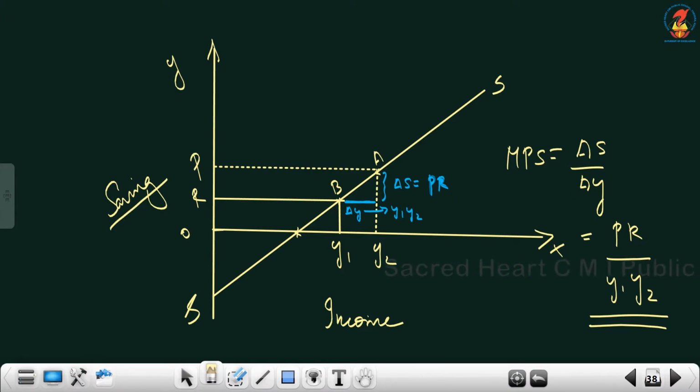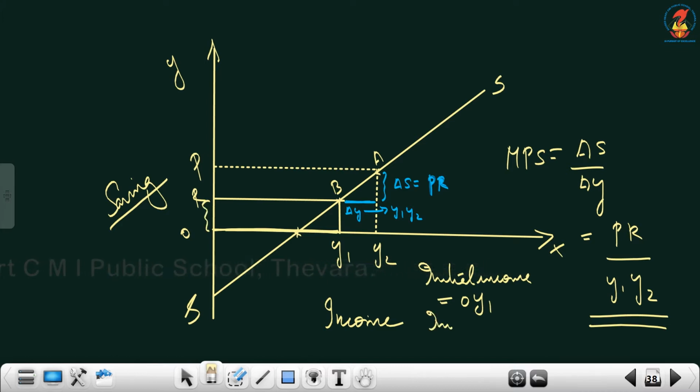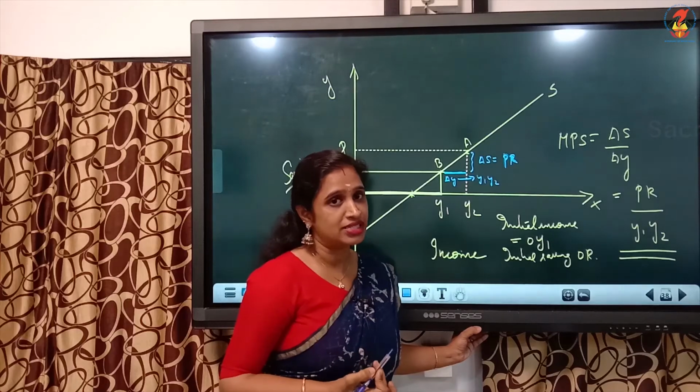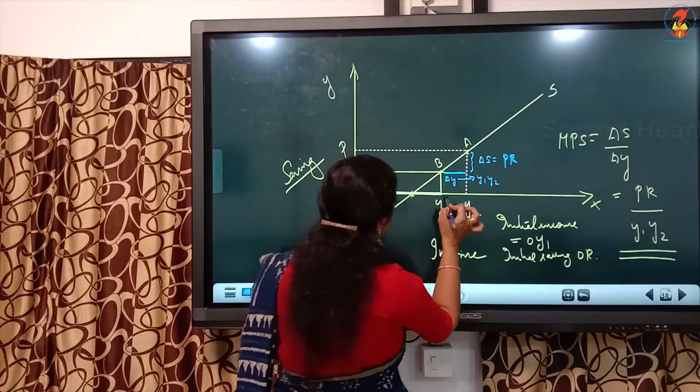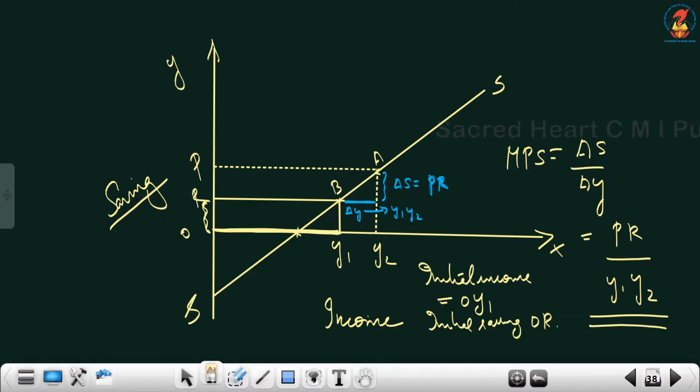Now we can find that initial level of income in the economy is OY1. So let me write that initial income is OY1. Now what is the initial level of saving? Initial level of saving is OR. OR is the initial saving and OY1 is the initial level of income. Now, when the income level has increased from OY1 to OY2, so from income level OY1, it has now increased to OY2.